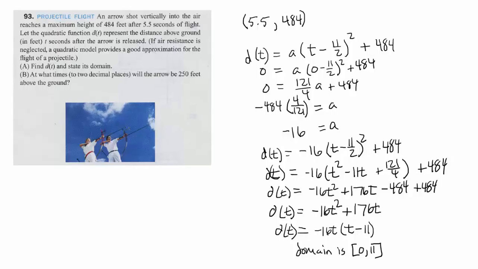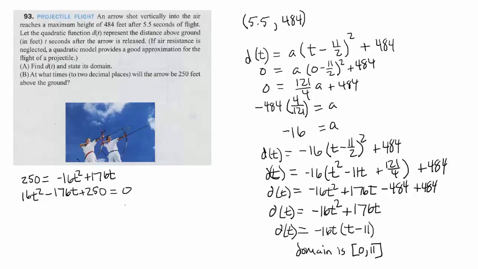and now in part B it wants to know at what two times will the arrow be 250 feet above the ground. So now we have to say 250 is equal to negative 16t squared plus 176t. And now in order to solve a quadratic, I'm going to move everything to one side of the equation. So I have 16t squared minus 176t plus 250 is equal to 0.